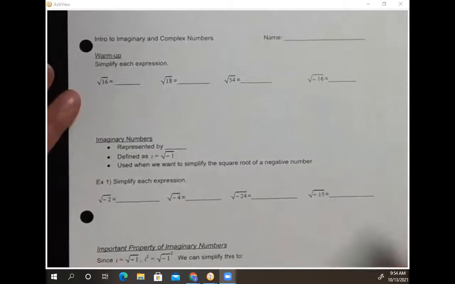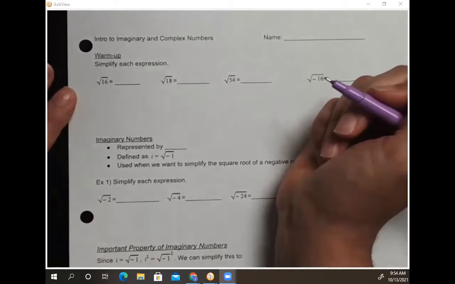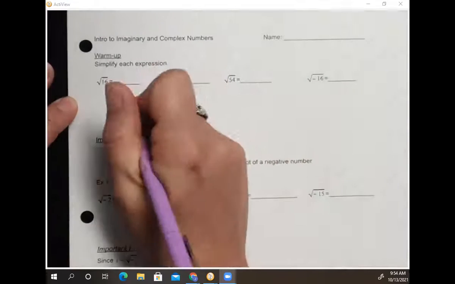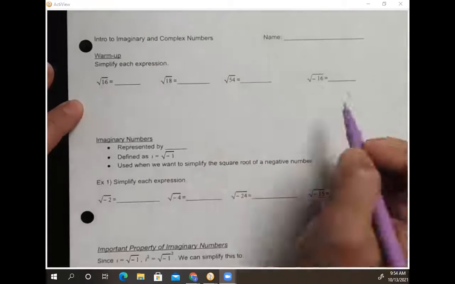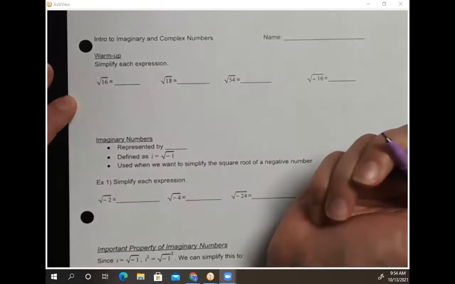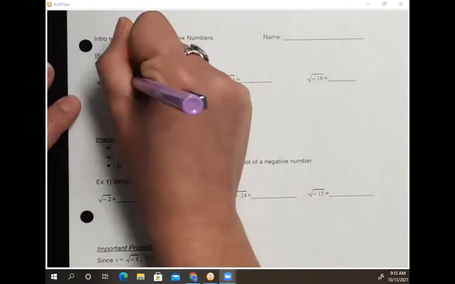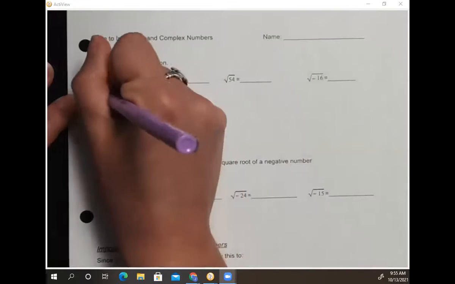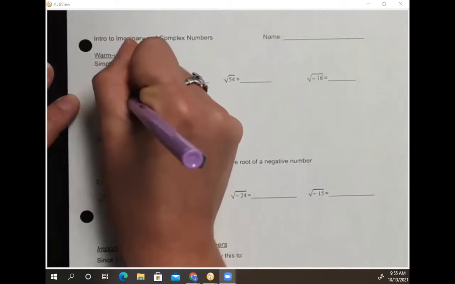Okay. So on that handout, when we talk about imaginary and complex numbers, they come from some problems that we did see in Algebra 1 and something that we kind of started to talk about yesterday. So we're going to start by simplifying some square roots. Square root of 16 is? Square root of 16 is 4. Why is the square root of 16 4? Because 4 times 4 is 16, right?